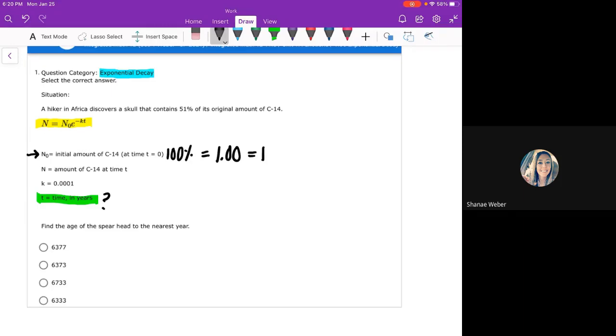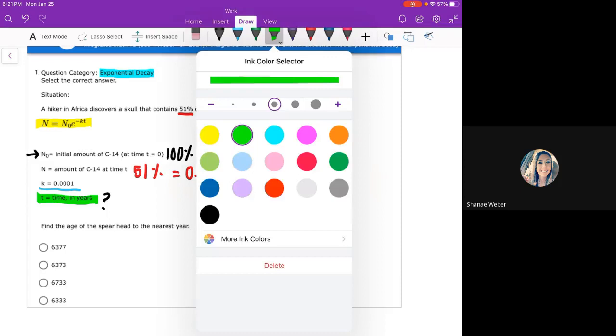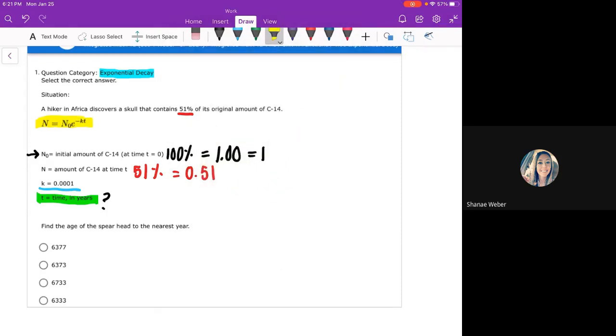Our N is the amount of C14 at time t. So I'm going to write this in red. The amount at time t was 51%, but we want to write that as a decimal, so that is 0.51. And then we have our k, which is 0.0001, and we're looking for our t. So all we need to do is plug all of those numbers into this equation that I highlighted in yellow, this guy up here. So I'm going to go ahead and do that.